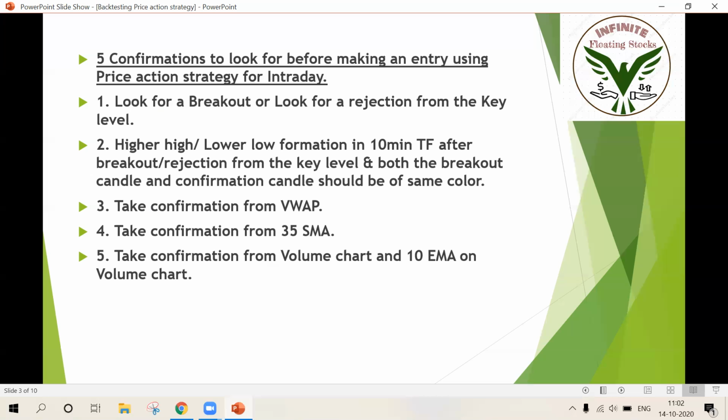If you are going to make a sell position, or want to short the stock, then you need two back-to-back red candles in the 10-minute time frame, and those red candles should be rejected by the key level, or you need to look for this after a breakout. That's the second confirmation. The third confirmation is VWAP, the fourth is the 35 moving average, and the fifth is volume and the moving average on the volume, which is the 10 exponential moving average on the volume chart.